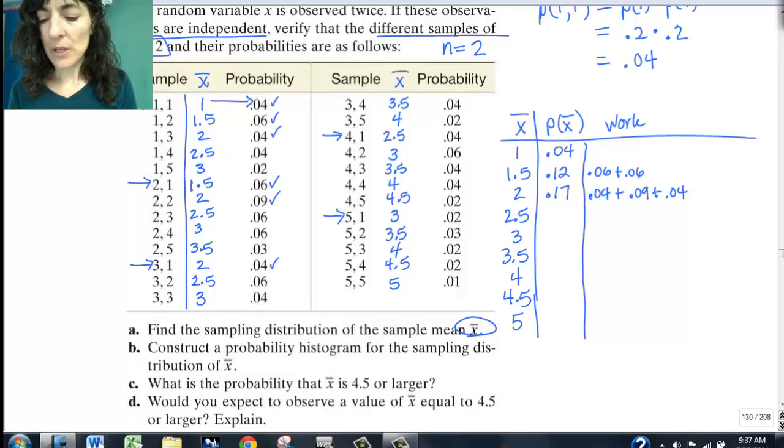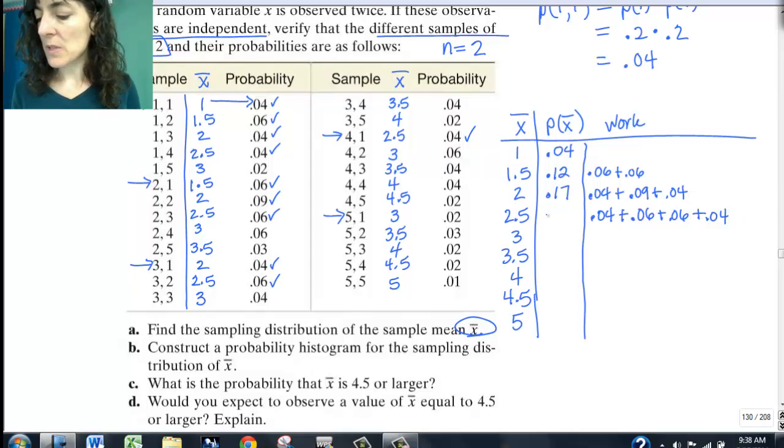And then look at 2.5. It has probability of 0.04. 2.5 is 0.06. There's another one. 0.06. Got it. And then 2.5, 0.04. And no more 2.5. So add those up, it looks like a 0.2.